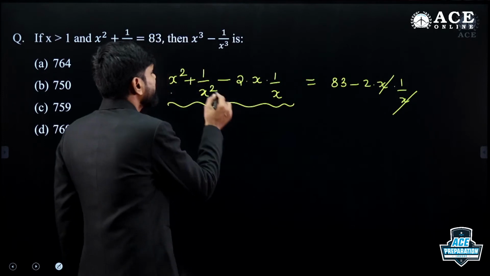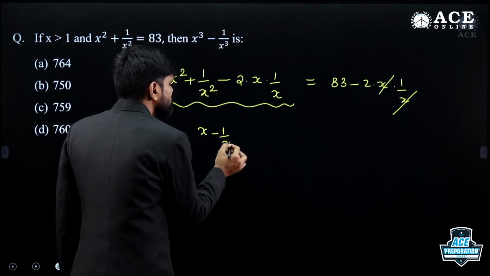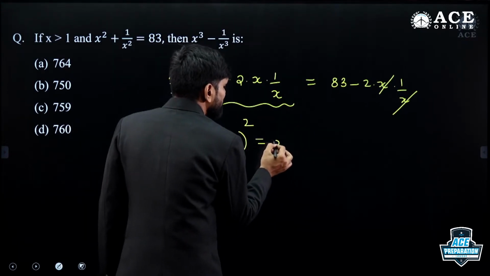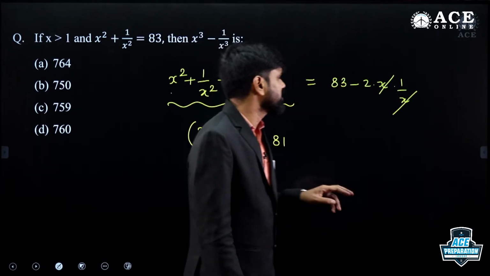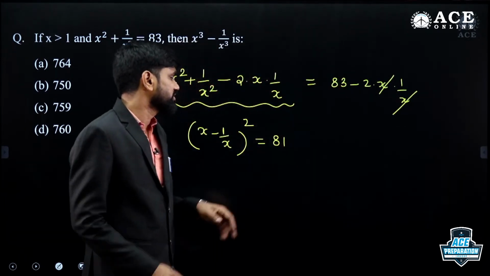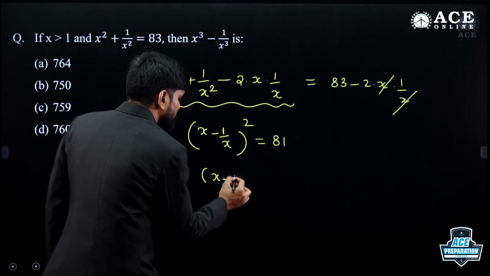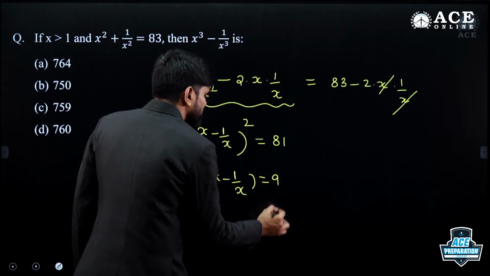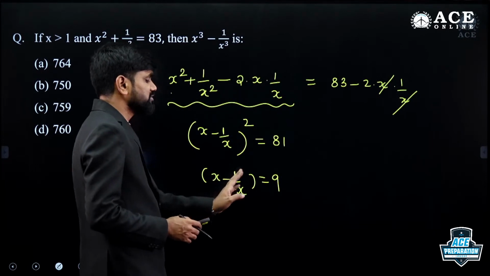Now going ahead, this will become equal to x minus 1 by x whole square. x minus 1 by x whole square is equal to how much, dear? 81. Because after x getting cancelled, I am left with 83 minus 2, that will be 81. From this I can get the x minus 1 by x value. So x minus 1 by x must be 9, since x minus 1 by x whole square is 81.